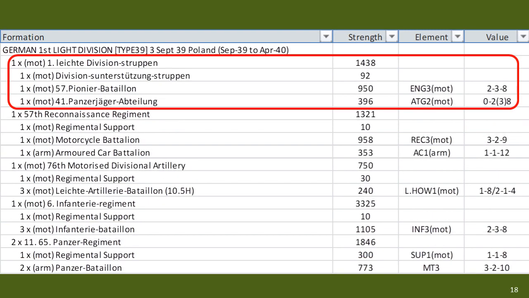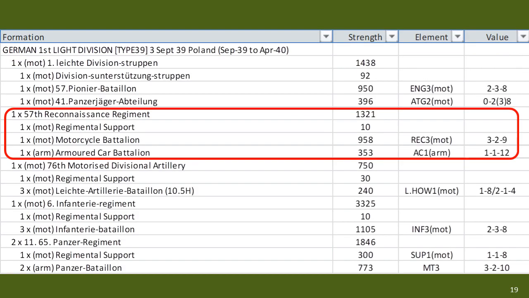The other type of armoured division in the German army in 1939 was the light division, which did vary a great deal. In this case, I'll be looking at the 1st Light Division. The divisional assets consisted of a pioneer battalion and anti-tank battalion. The reconnaissance regiment was unique to the light divisions, and this consisted of a motorcycle and armoured car battalion, with regimental support formations attached, or included.